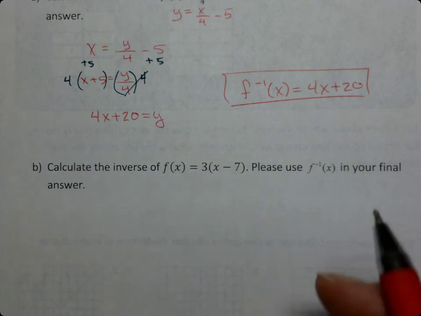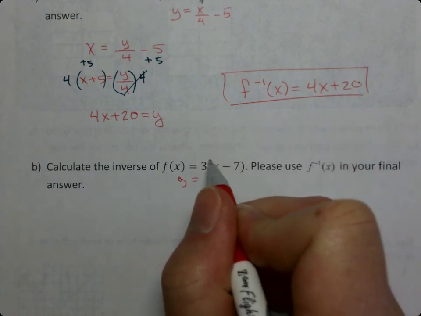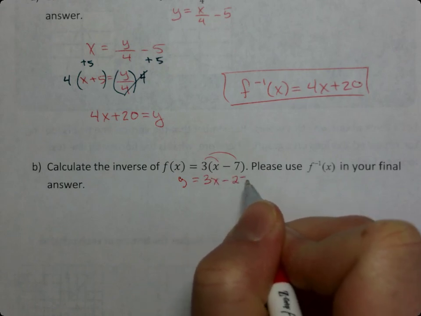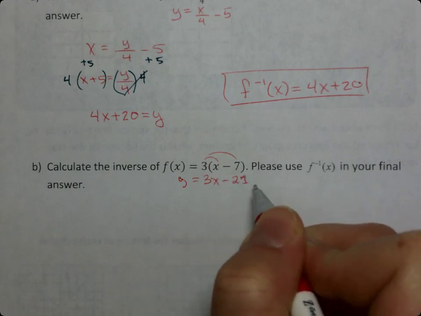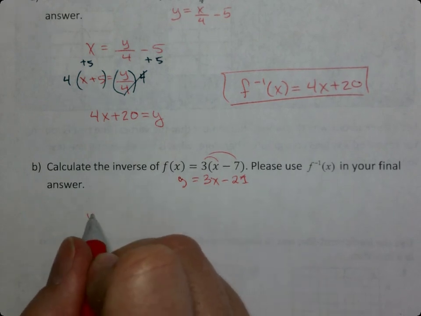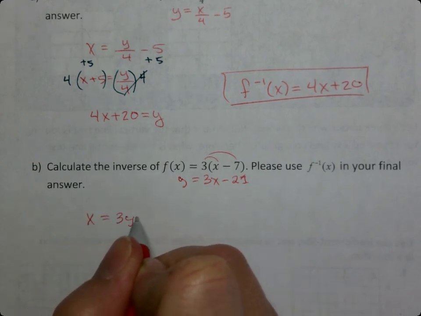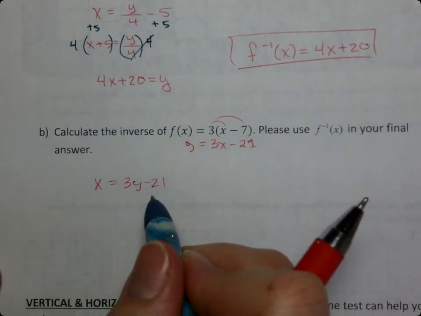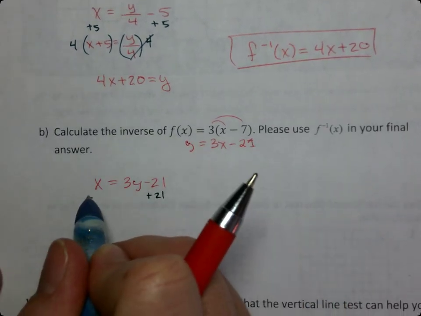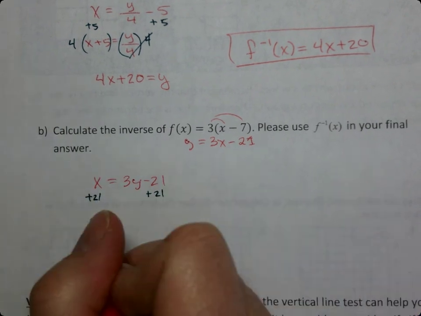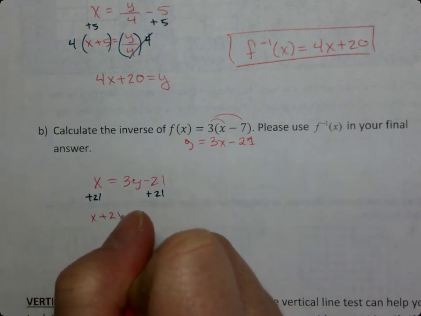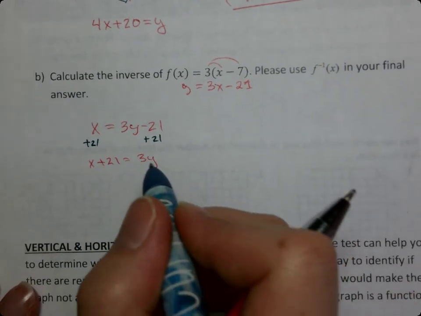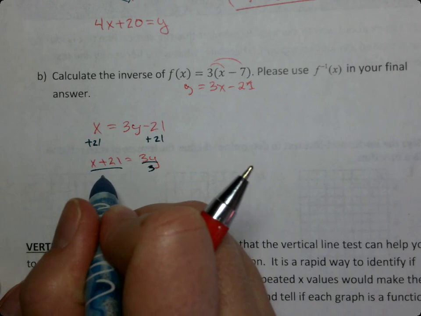All right, now, if you looked at this as y equals and you want to distribute that, you can. You could have dealt with it without distributing. That's supposed to be a 1. So first thing I'm going to do is switch my x and my y. And then I'm going to start solving by adding 21. And I get x plus 21 equals 3y. And then dividing everything by 3. And you could show the answer like this.